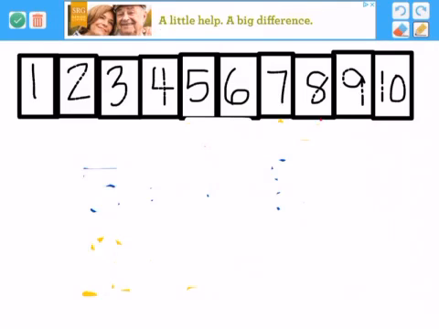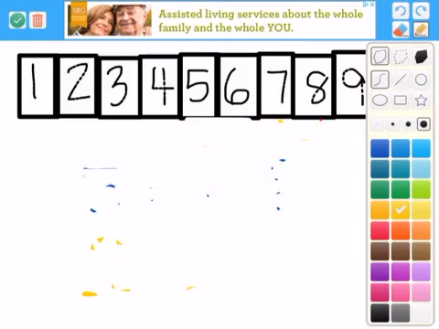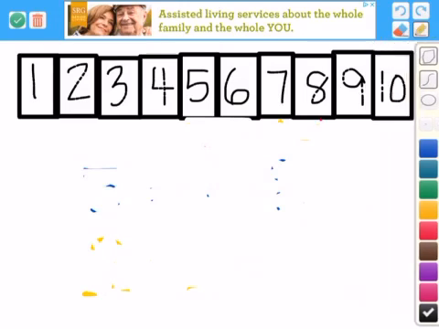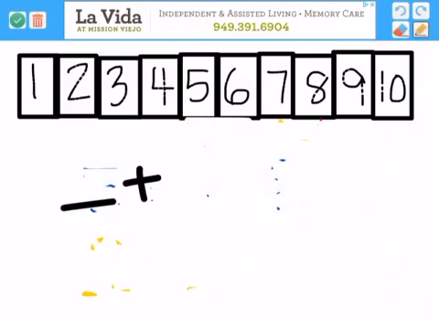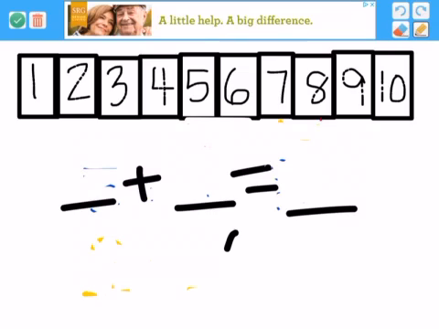Okay, so I want you to make a number sentence about that problem. And then when you're done with that, can you please give me also a number bond?